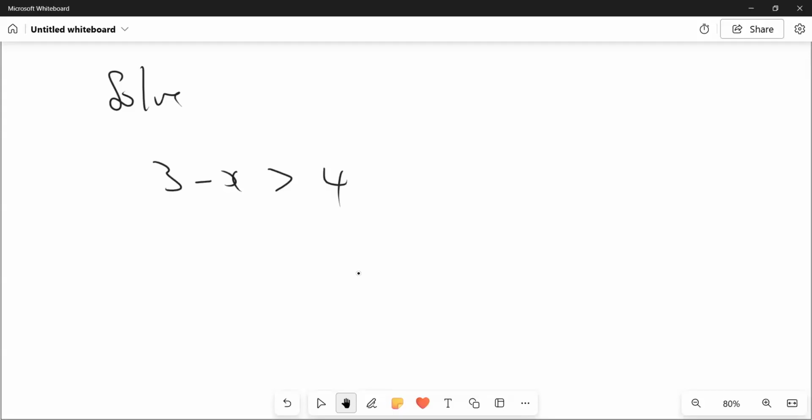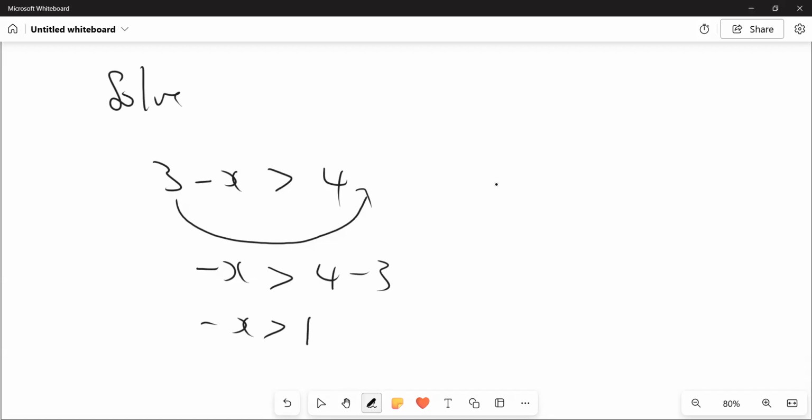So let's say you use the shortcut method and you take the 3 over here. So you end up with minus x is greater than 4 minus 3. So you get minus x is greater than 1. But you remember you want to find x and not minus x. So you might want to do this now.